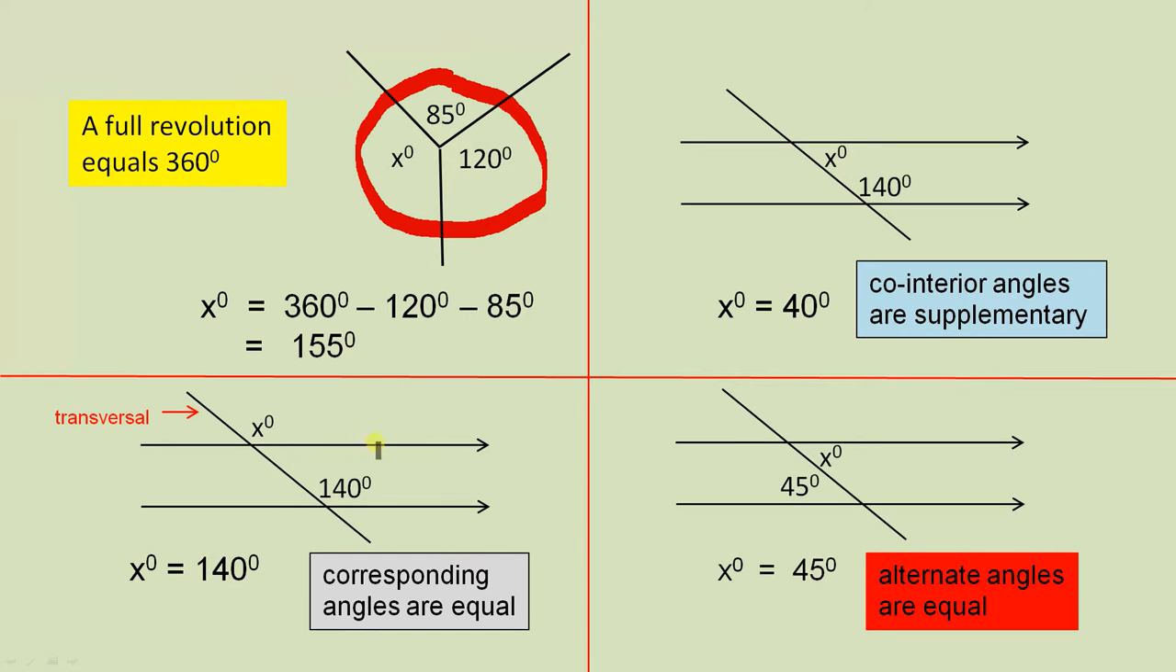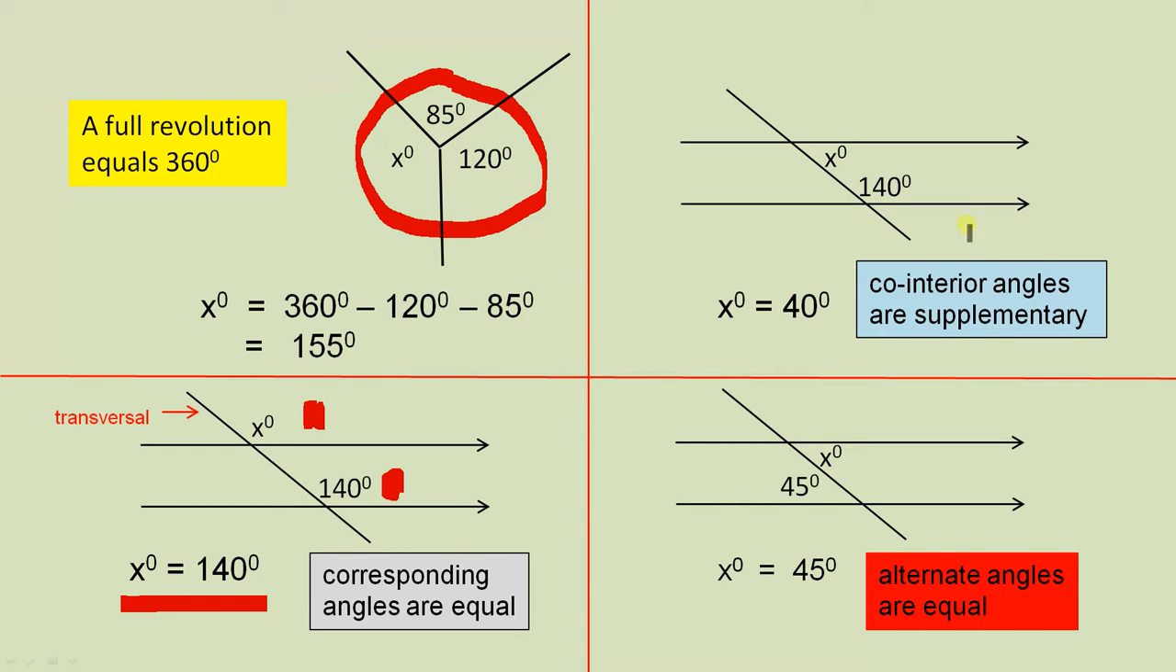Here is one of three very popular problems where the transversal cuts across two parallel lines. X and 140, they're called corresponding angles, so they're equal, so x must be 140. Corresponding angles mean they're in the same position. See there and there? They look like they're in the same position.